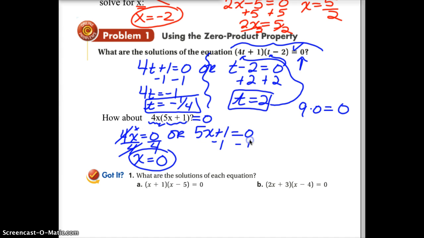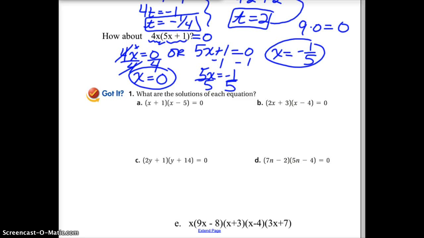Or the second factor can equal 0, which means 5x would have to equal negative 1. I divide by 5, and I get x is equal to negative 1/5. So there are two answers when there were two factors. So let's go down here, and it asks me for the solutions, and luckily for me, they're already factored.